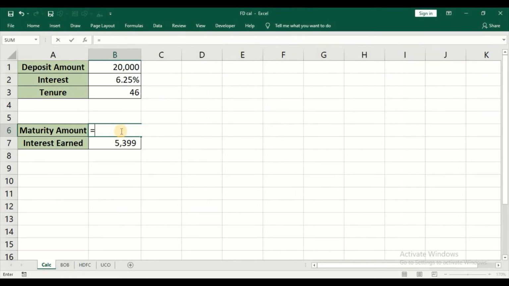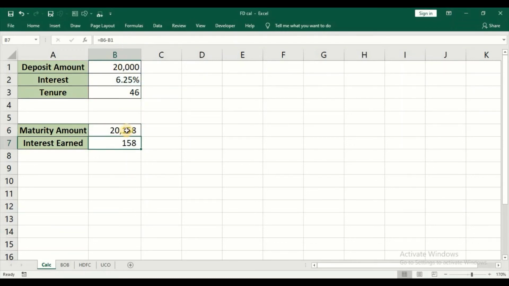So start off with equal sign. I'm making use of FV function again. So rate of interest is 6.25% again divided by 12, comma. Number of periods is 46 days. So we have to convert it into months. So what you can do, open brackets, your tenure into 12 months, close bracket and divide by 365. Comma, PMT we do not have anything, so just add comma, and PV is nothing but 20,000, make sure to give it minus 20,000. Close brackets and then press enter.